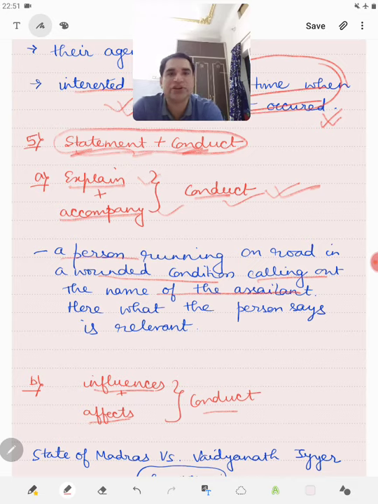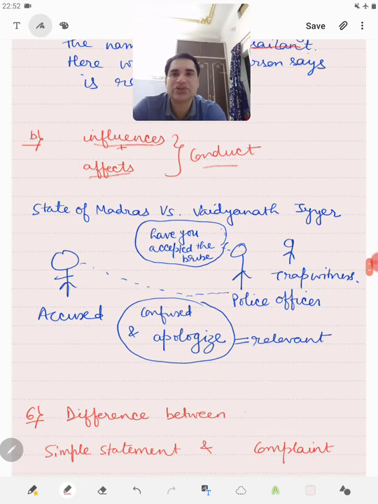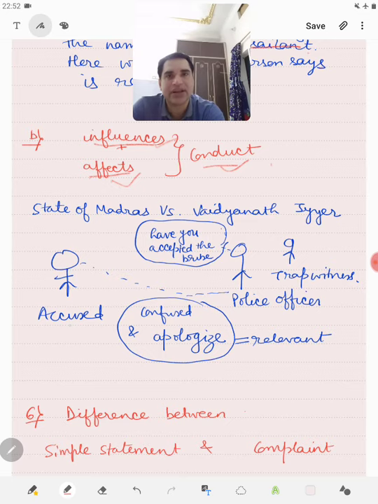So a person running on the road in a wounded condition calling out the name of the assailant is relevant because it explains and accompanies the conduct under Explanation 1 of Section 8. It will be relevant. Then Explanation 2 says that those statements which influence and affect the conduct, which are said in his presence and hearing, are also relevant.